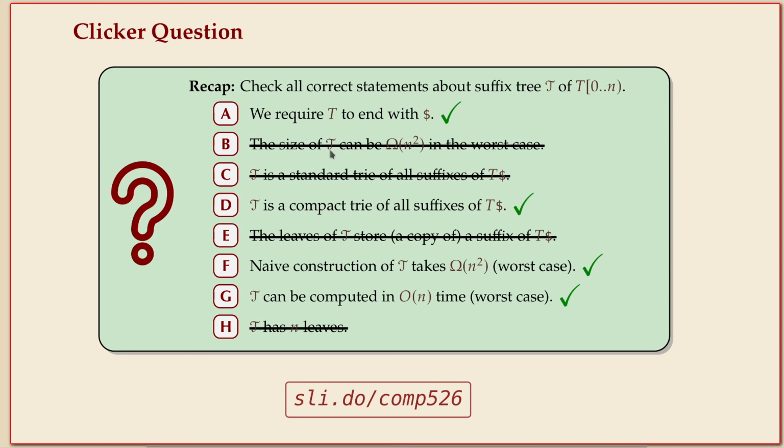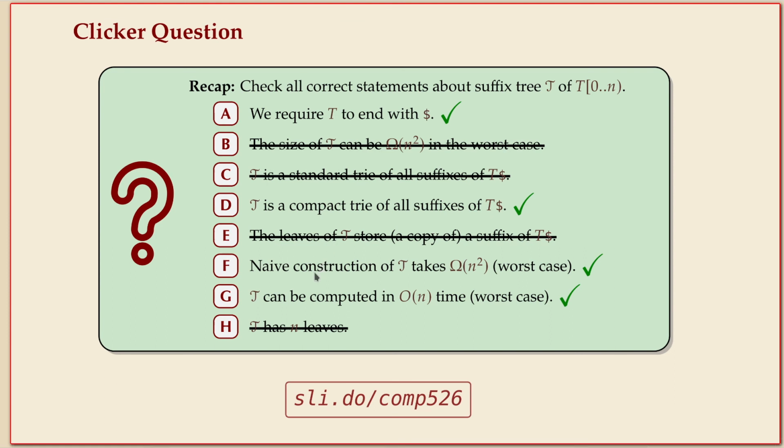The size of the suffix tree is linear in the text size because it stores a linear number of suffixes, n suffixes. And so this quadratic size was for simple tries, but for compact tries, the number of nodes is linear in the number of strings, right? And that's n. T is not a standard trie, it is a compact trie of all the suffixes. The leaves don't really need to store a copy, so they shouldn't because it's a waste of space. Instead, they store just the starting index.